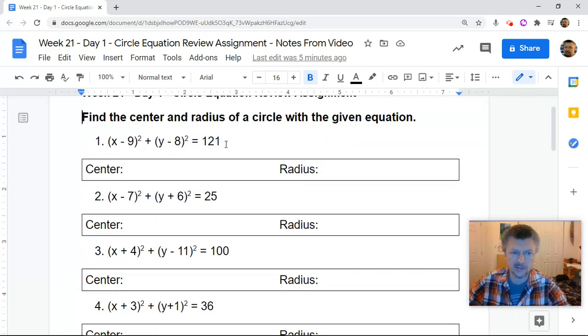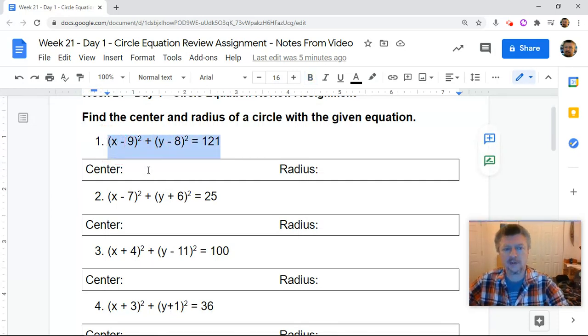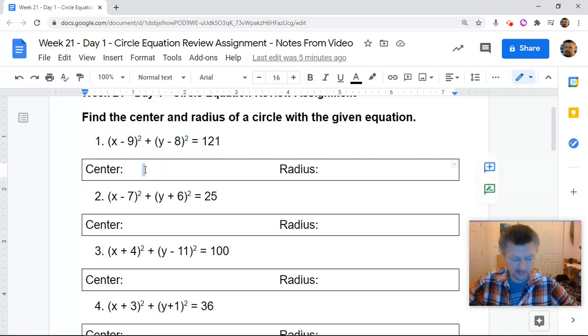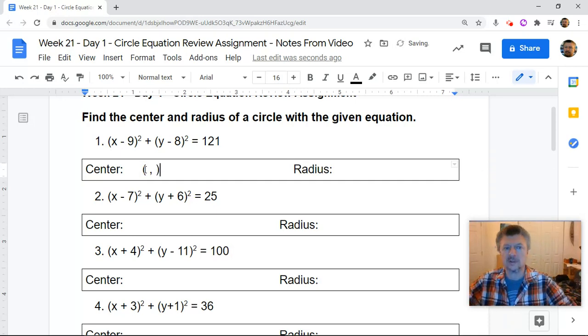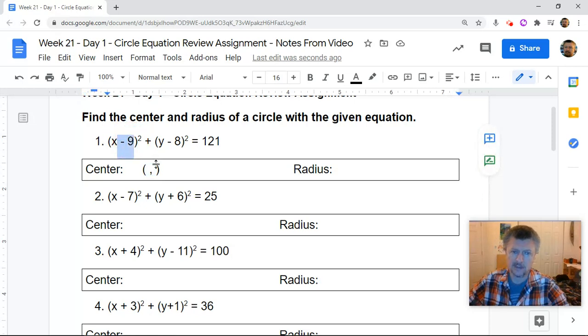So here's an equation of a circle. Now we need to find the center. Now the center is always a point: parentheses, a comma, and another parenthesis, right? Now, we have an x and a y in the point. So what's the x? Well, here we have x minus 9, the opposite of minus 9, positive 9. It's as easy as that.